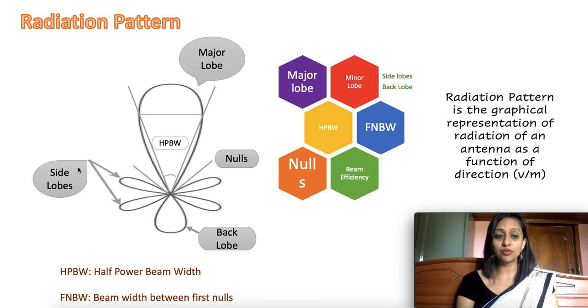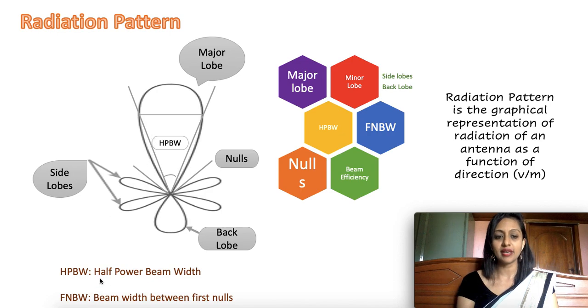Okay, in minor lobes we have two types. The ones which are adjacent to the major lobe are called side lobes. The one which is exactly opposite to it is called the back lobe. And this is the maximum information I get here. We are most concerned about this parameter.